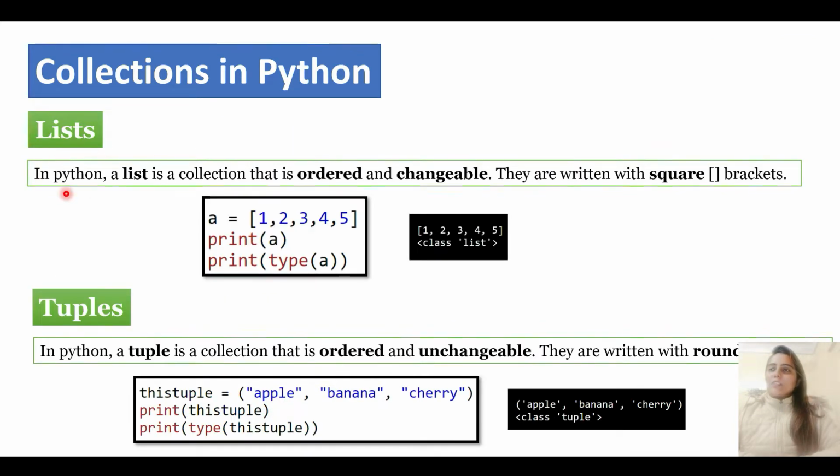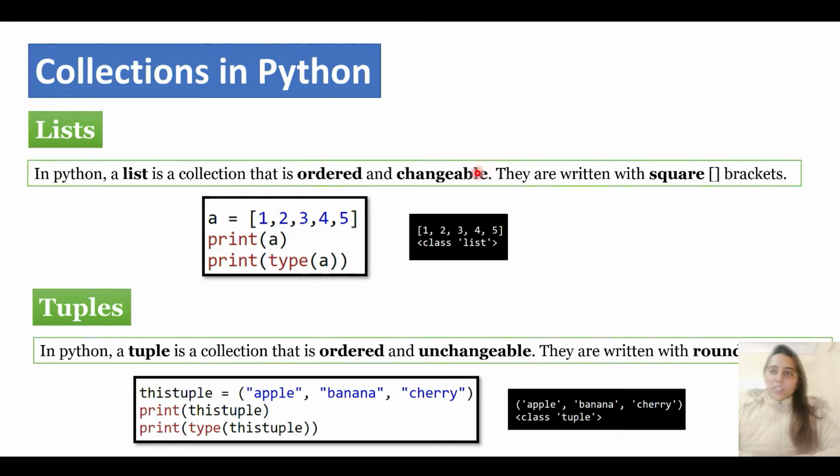List. In Python, a list is a collection that is ordered. Ordered means that it is indexed and that order cannot be changed. But over here in a list, the items are changeable. So they are written with square brackets.